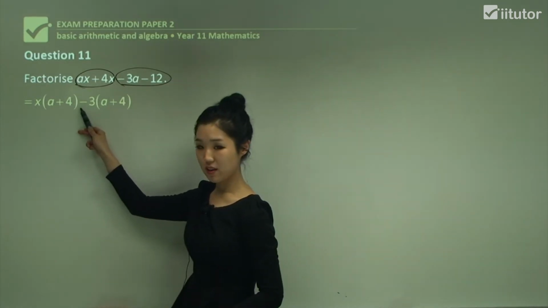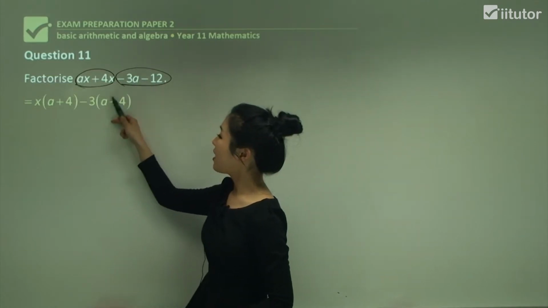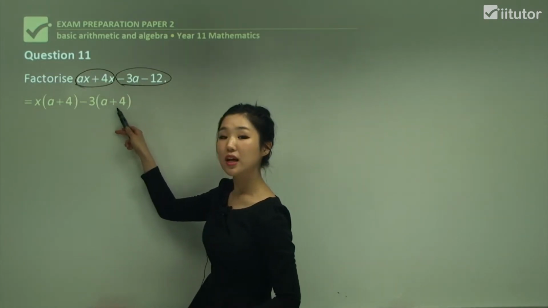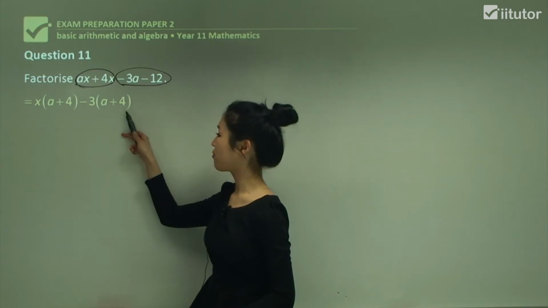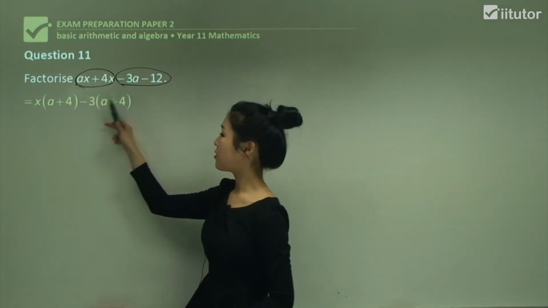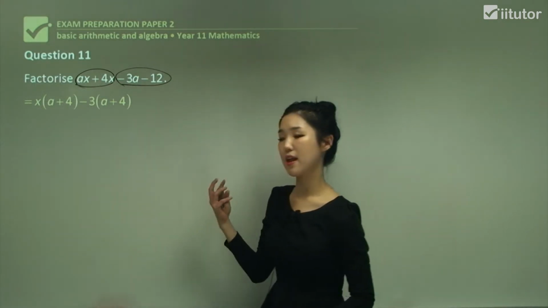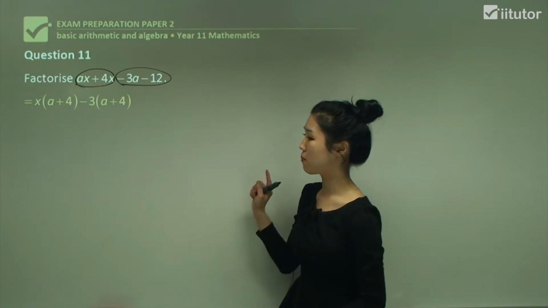I like to take the negative out as well, so it's going to be negative 3 out the front, a, and then it's going to be plus 4, because 12 divided by 3 is 4, and negative positive will make the negative. So that's why that one's a positive. Just keep an eye, don't make that mistake of making that as a negative, okay? So make sure that's a positive.